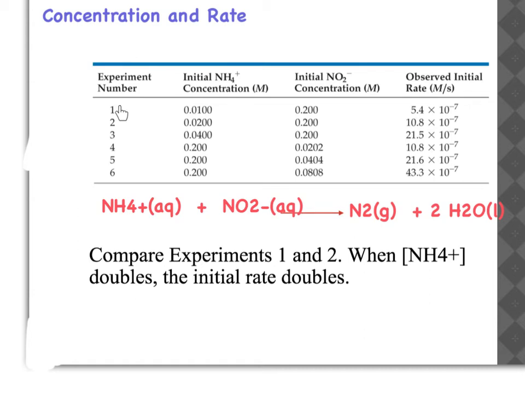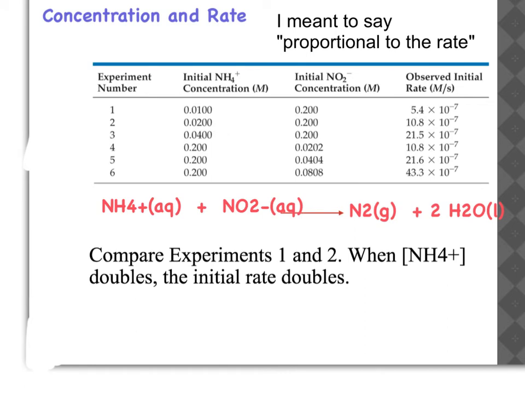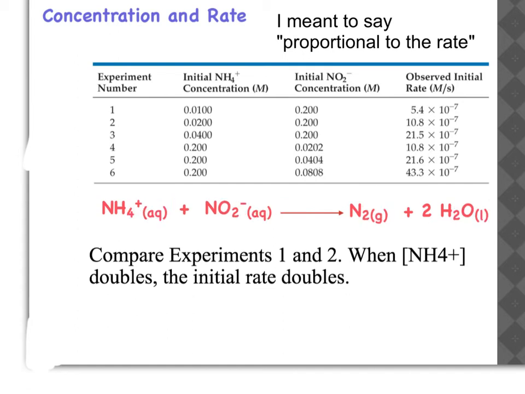So if we look at experiments 1 and 2, holding nitrite constant, doubling the concentration of ammonium doubles the rate. So we know that the rate is going to be proportional to the concentration of ammonium. And just as we looked at 4 and 5, ammonium constant, nitrite doubling, rate doubling, we know that the rate is also dependent on the concentration of the nitrite ions. And we can express the way that rate depends on the concentration of the reactants, ammonium and nitrite, in terms of the following equation.